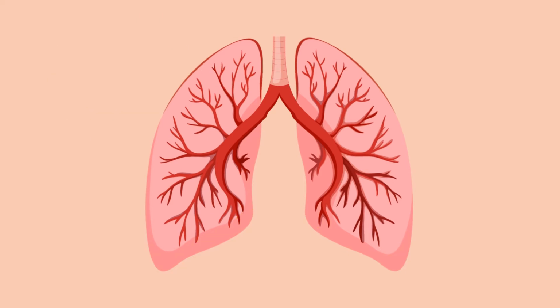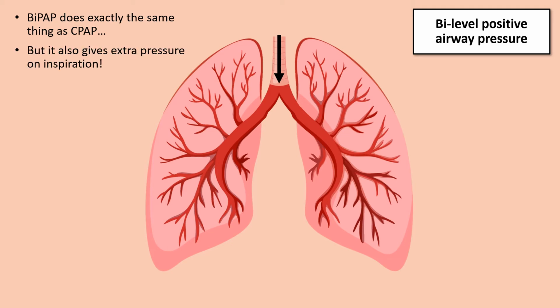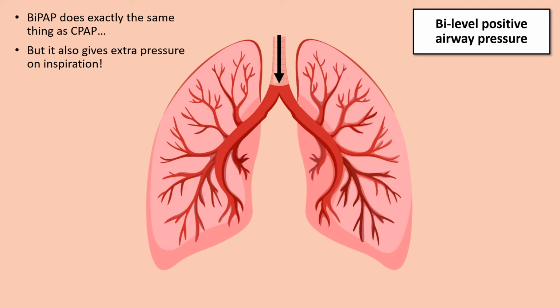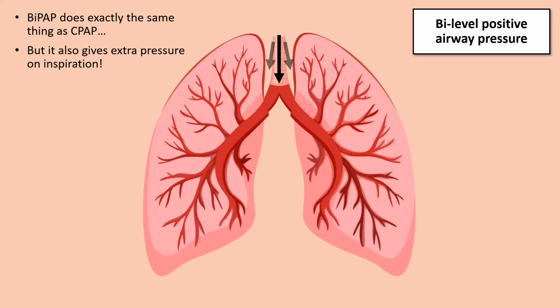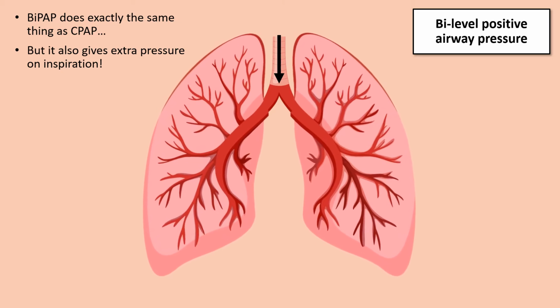A BiPAP machine is very, very similar. So BiPAP stands for bilevel positive airway pressure. And this machine does exactly the same thing as CPAP with a constant steady stream of air that helps keep collapsed airways open, except that it also gives you a little extra pressure on inspiration. So the machine detects when you take a breath in, and it provides a little bit of extra pressure to help along that process. And the machine is smart enough that it can detect when you're breathing in and when you're breathing out and vary between two different pressures to help along both of those processes.